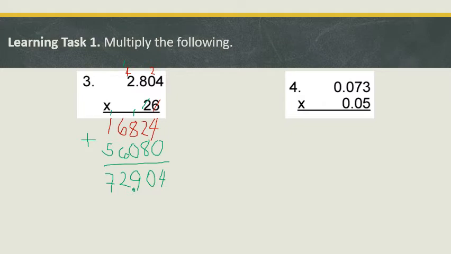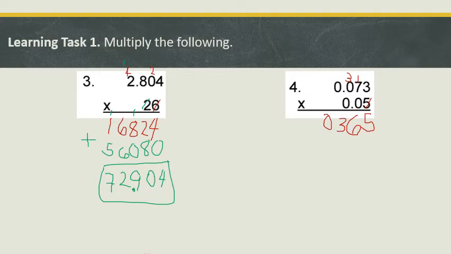Okay, the next, we have number 4. So, ganun ulit ang pag-multiply. So, dito muna tayo. 5 times 3 is 15. Carry 1. 5 times 7 is 35 plus 1 is 36. So, carry 3. 5 times 0 is 0 plus 3 is 3. And 5 times 0 is 0.